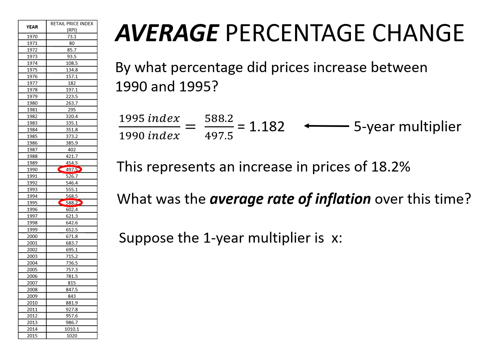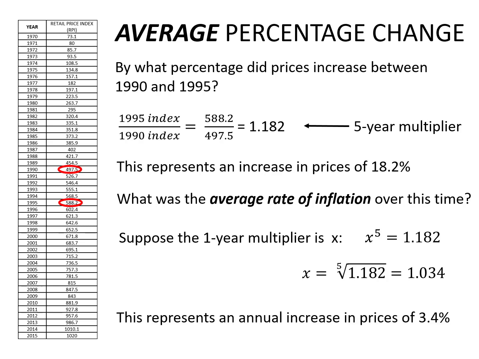No. If you think of the 1-year multiplier as x, we've applied that 5 times, once for each year. So in fact, x to the power 5 has to be our 5-year multiplier. And to get our 1-year multiplier, we need to take a 5th root. Our 1-year multiplier is therefore 1.034, corresponding to an annual inflation rate of 3.4%. And this business of taking roots is how you figure out average percentage increases over time.